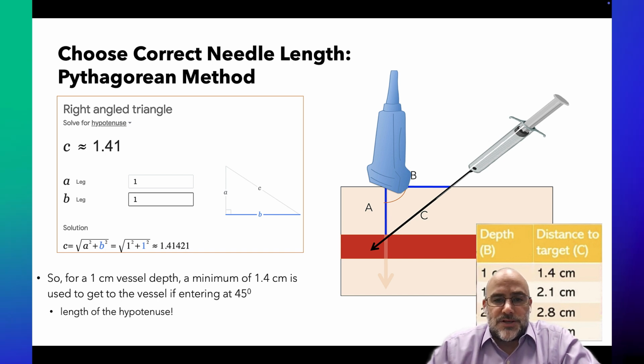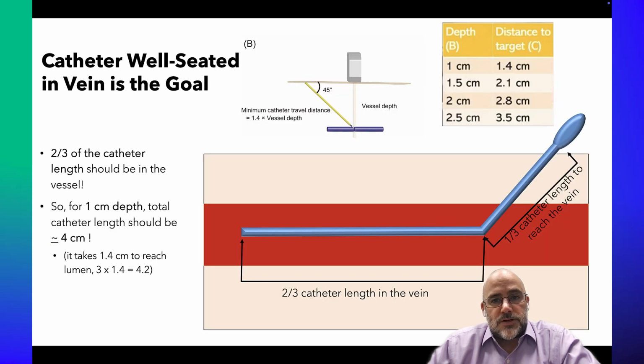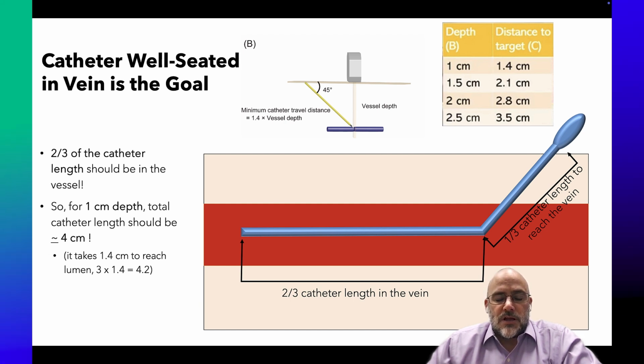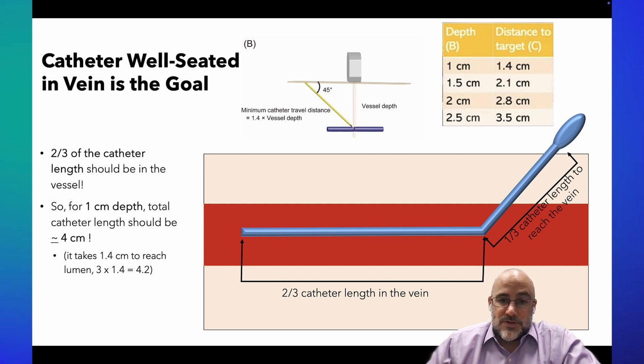A lot of those calculations can be seen here. And why is that important? Well, it's important because we want to make sure that enough of the catheter is actually within the vessel that it's going to be useful and it's not going to just wiggle out. So here we're talking about approximately 2/3 of the catheter length in the vein would be the ideal goal. If that's the case, our catheter length, just in our hypothetical example, should be relatively long, 4 centimeters, if we are very, very conservative.